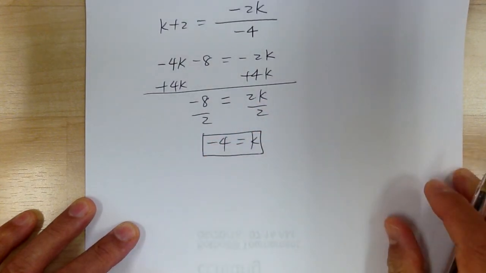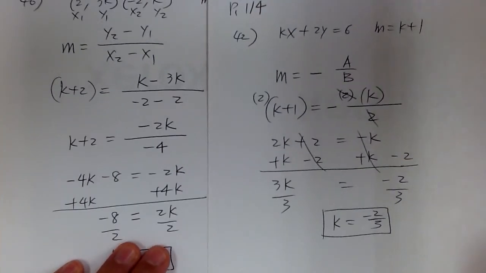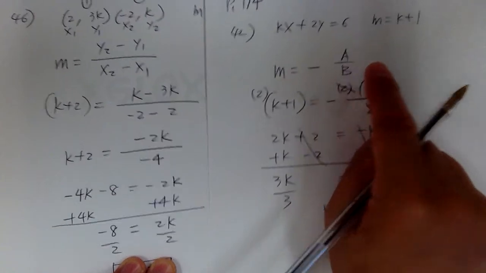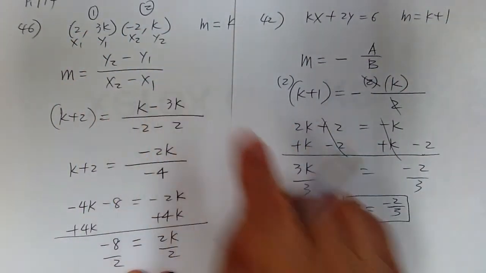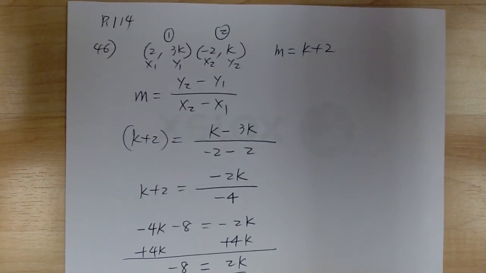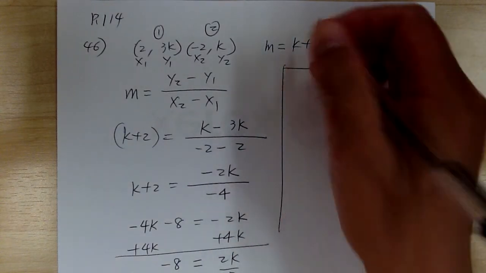And that's it. Okay? So again, sum up what we're talking about. Okay? If the equation is given, you use the m equal to negative a over b. If the 2 points are given, you use m equal to y2 minus y1 over x2 minus x1, and you can go and solve. Okay, so let's go and try some practice.